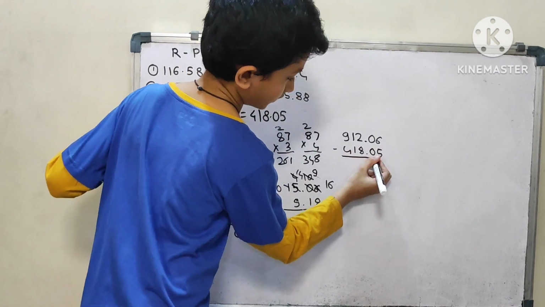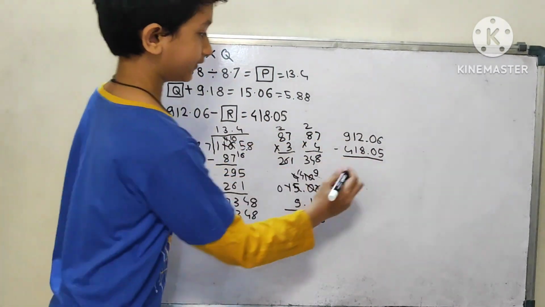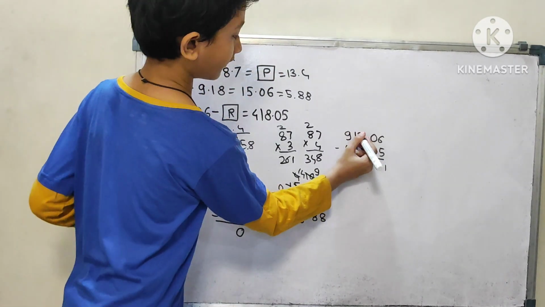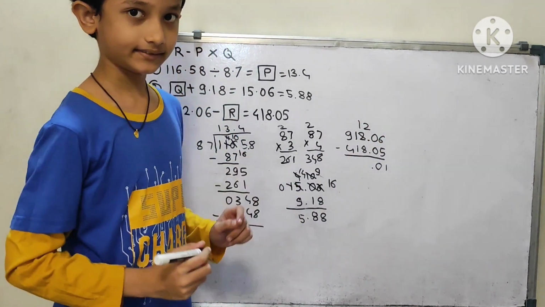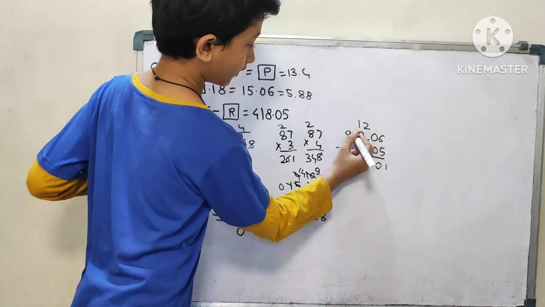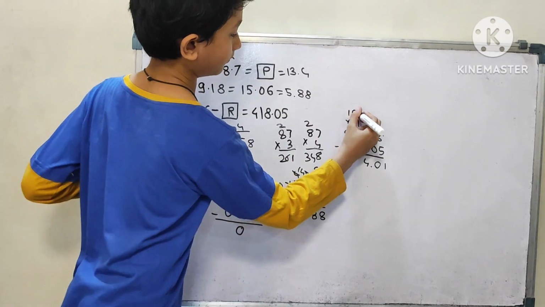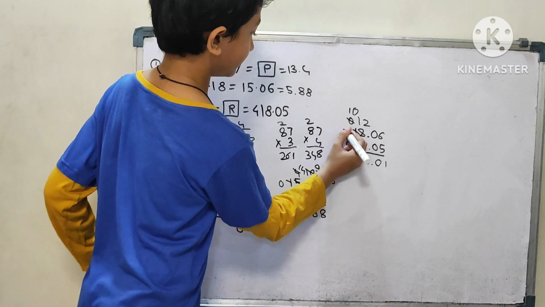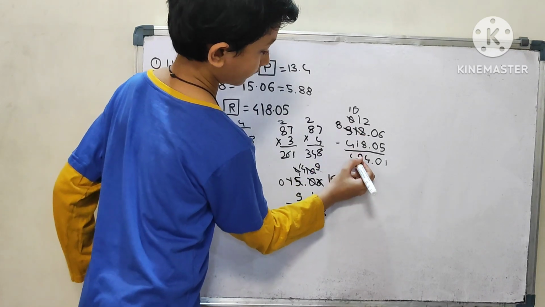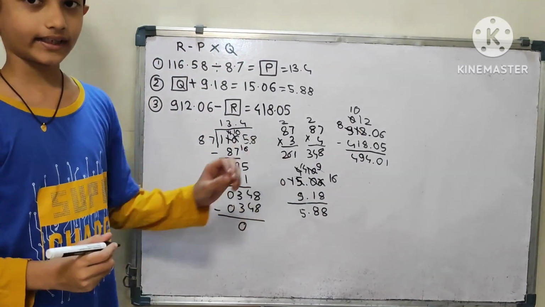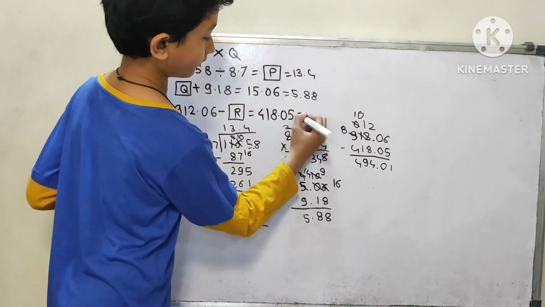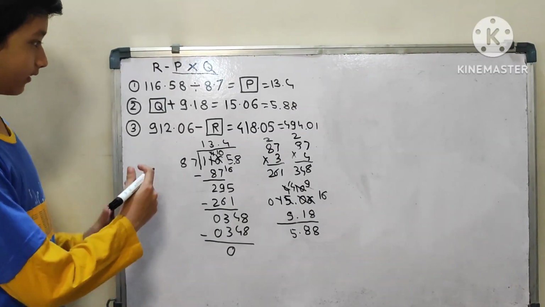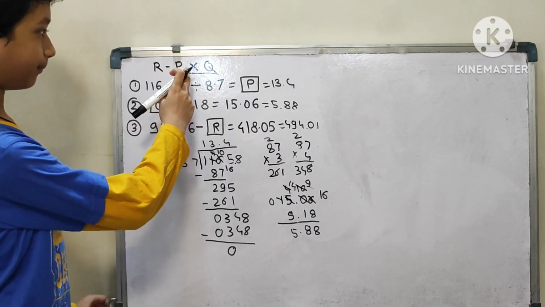418.05. So here 6 minus 5 which will be 1 and this 0 minus 0 will be 0 and here 2 will become 12 and 12 minus 8 will be 4 and now this 1 will become 0 and 0 will become 10. So 10 minus 1 will be 9 and this 9 will become 8. 8 minus 4 will be 4. So 494.01 is equal to R. So first here it is R minus P into Q.